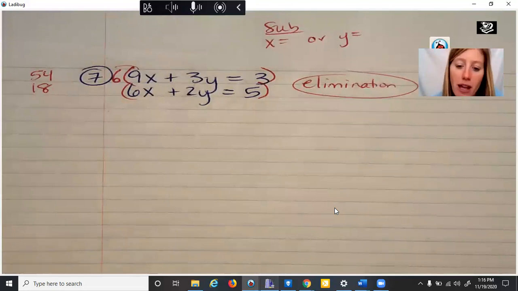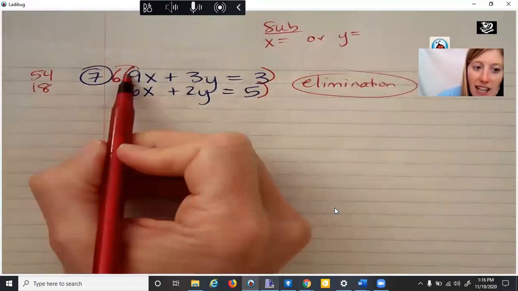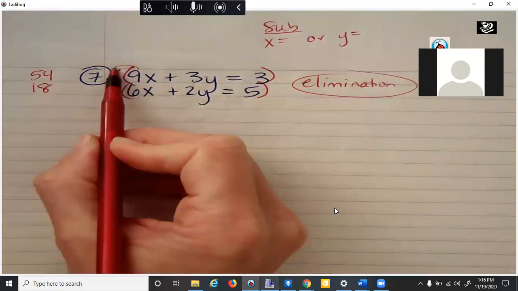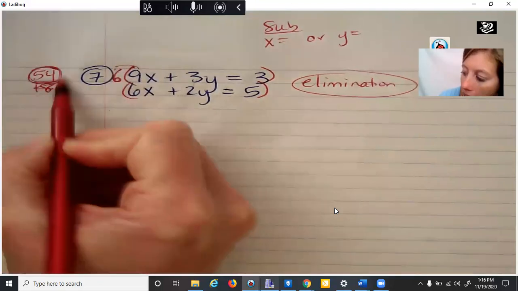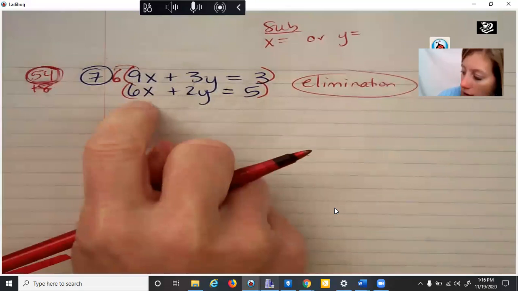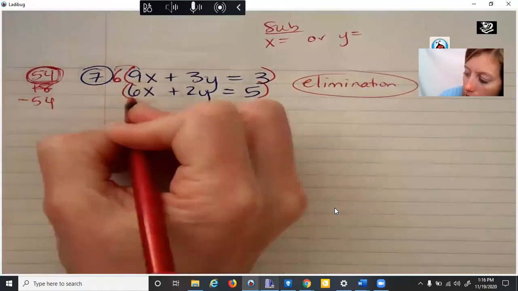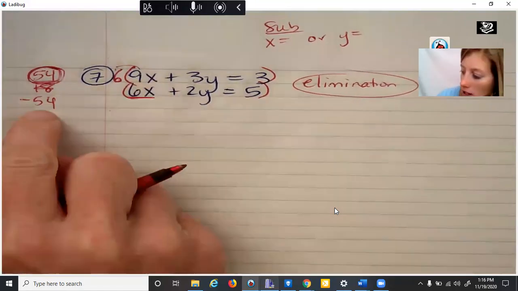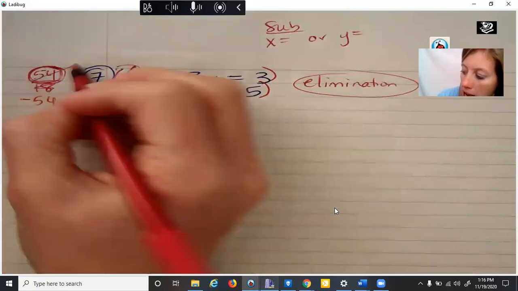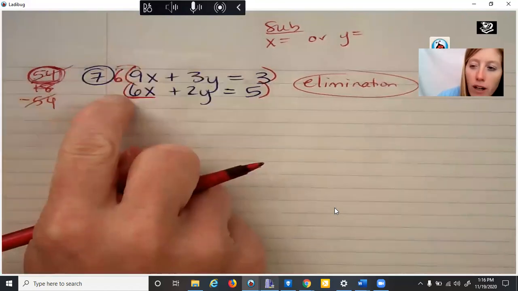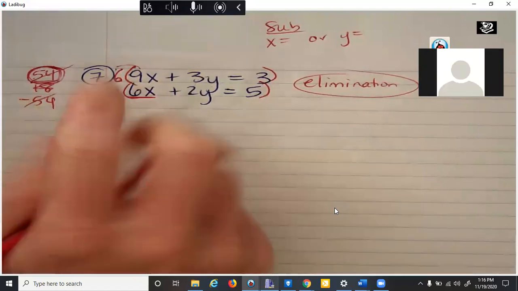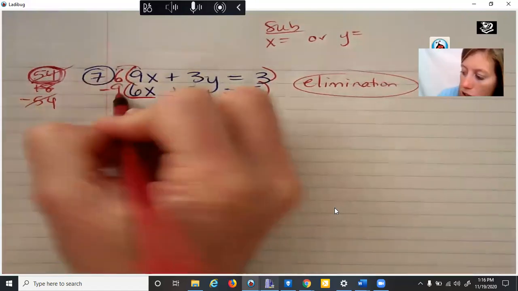Heidi, do you know what I need to multiply the bottom one by? All right, so guys, if I multiply this one by 6, 6 times 9 is 54. I need this one to be negative 54. Why do I need that one to be negative 54? So you can cancel them out. What do I need to multiply it by to give me negative 54? Negative 9. Do you see how these numbers just switch?